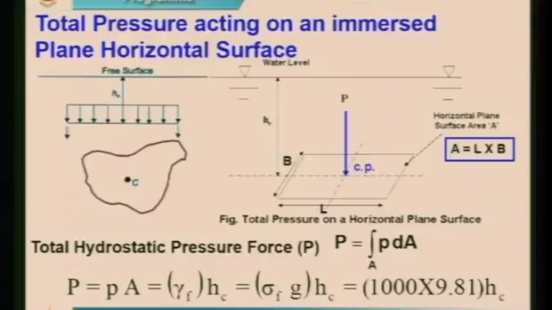Now you can see in the slide a horizontal sheet of length L and width B. So definitely the area is L into B, correct. At the same time you can see the intensity of pressure at that level will be the same. So P will be equal to gamma into A into HC. There is one more term called HC. This is the depth of the center of pressure. HC is known as the depth of the center of pressure from the free water surface.